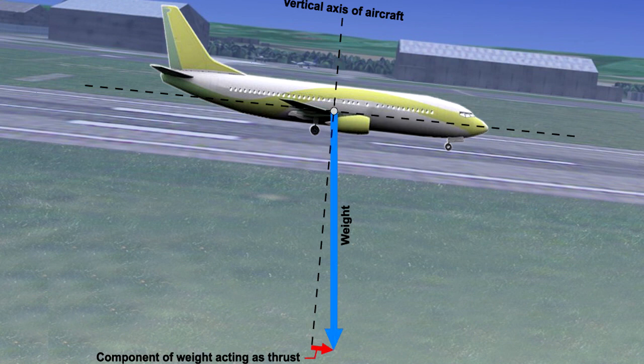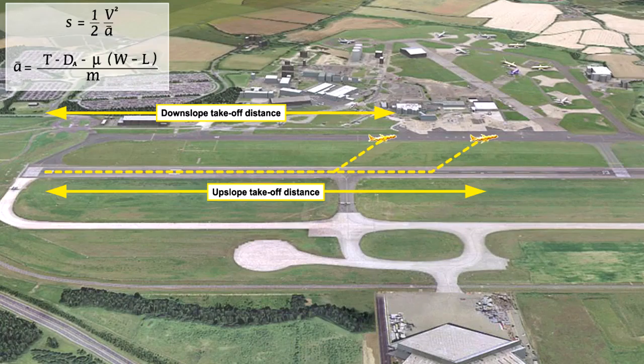Conversely, when the aeroplane is on a downslope, the weight component now acts in the direction of thrust. This adds to the forward force, therefore it will increase the acceleration and decrease the takeoff distance. A rough calculation to help quickly quantify the effect of slope is to assume that for every 1% slope, the takeoff distance is affected by 5%, or by a factor of 1.05.